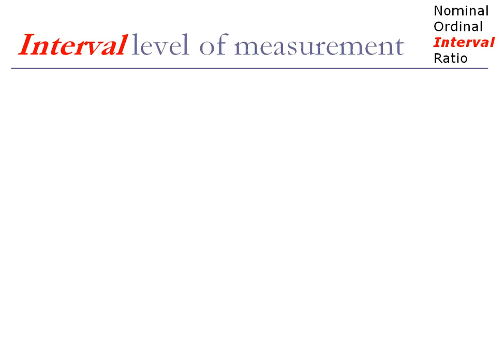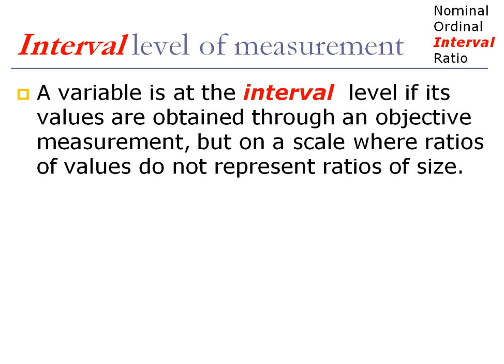So we've seen that at the ordinal level of measurement, the values do have a natural order. We can tell which one is bigger, but we cannot measure them exactly and objectively through some kind of instrument. At the next level, however, we can, and this is the interval level. At the interval level, a variable has values that are obtained through an objective measurement, and therefore they're accurate. They're not subjective impressions, but are on a scale where ratios of values do not necessarily represent ratios of size.